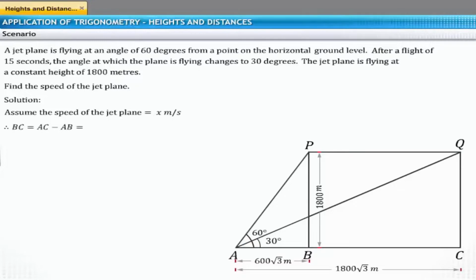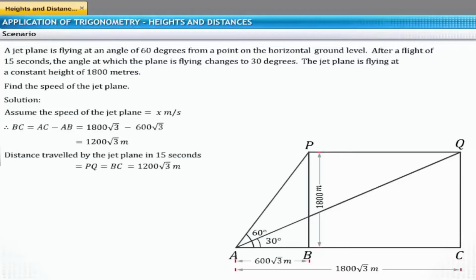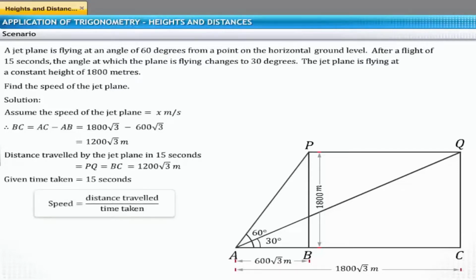From the figure, BC is equal to AC minus AB. Substituting the values of AC and AB and simplifying, we get BC is equal to 1200 root 3 meters. This is the distance travelled by the jet plane in 15 seconds. Recall that the speed is equal to the distance travelled divided by time taken. On substituting the corresponding values of distance and time in this formula, we get the speed as 1200 root 3 upon 15.